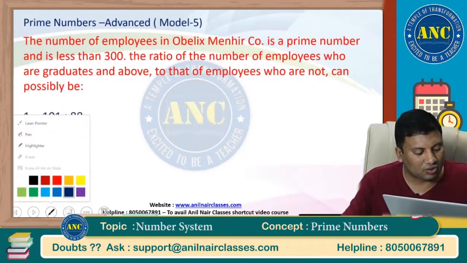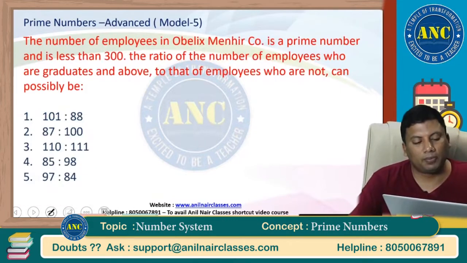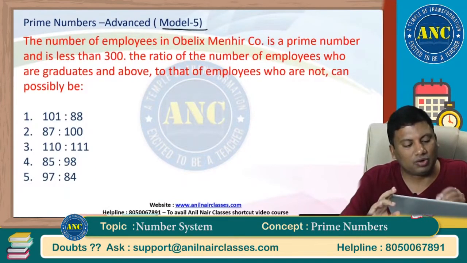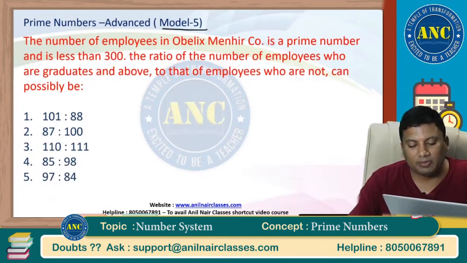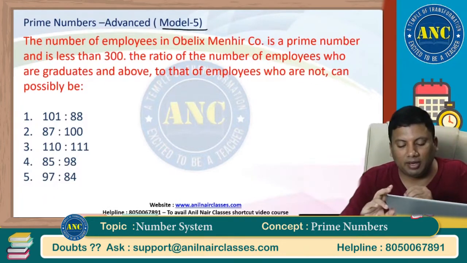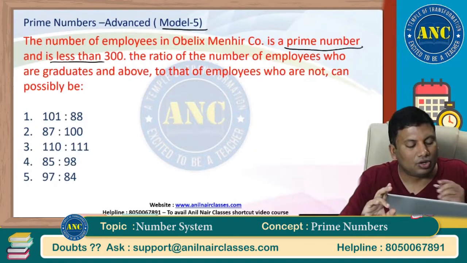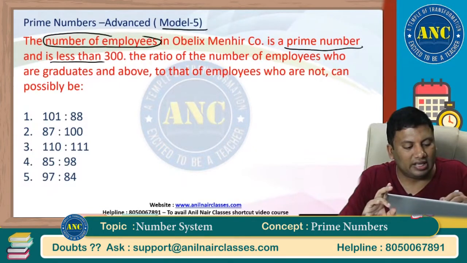Next one, another question. See here, the number of employees. This is again a CAT level question. The number of employees in the Obelix Menhir company is a prime number less than 100. Total number of employees is a prime number.